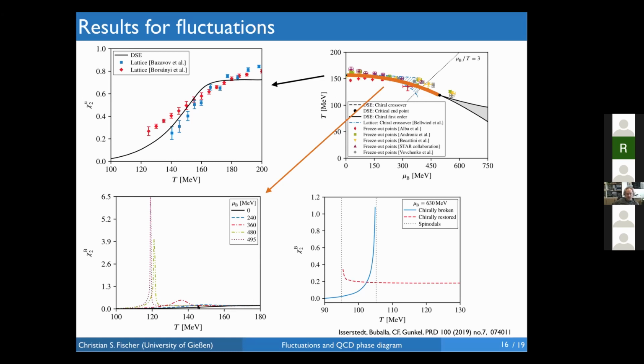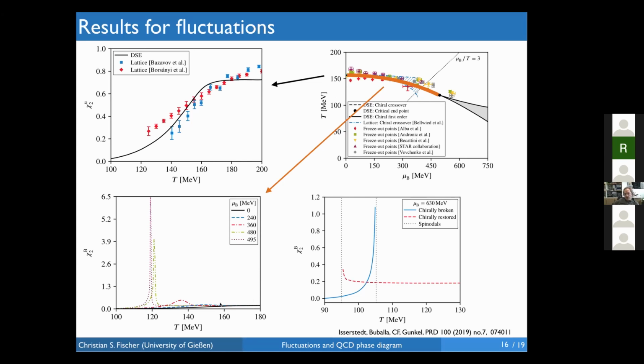And you clearly see what you expect. So the very flat curves for small or even semi-large chemical potential become more involved, and finally you find an almost divergence close to the critical endpoint. So there's clearly the signal for the critical endpoint in this quantity.